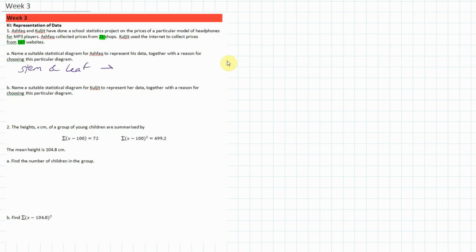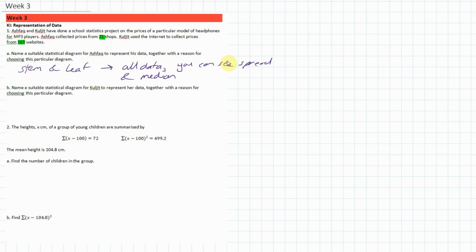And why? Well, you show all the data. You can see the spread and the median fairly easily. So that one would be good. You could also probably use a box and whisker here.